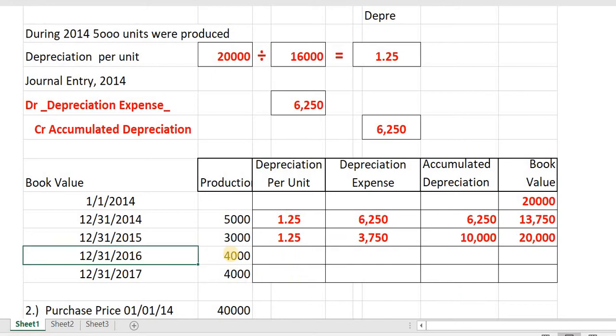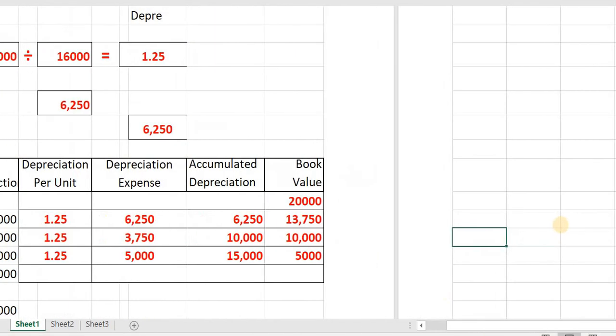It's year 3. We're going to produce 4,000 units. Depreciation is $1.25 a unit times 4,000 units is $5,000, giving us an accumulated depreciation of $15,000 and a book value of 20 minus 15 or $5,000. You can see here this isn't correct. It's 20,000 minus 10 or $10,000 here.